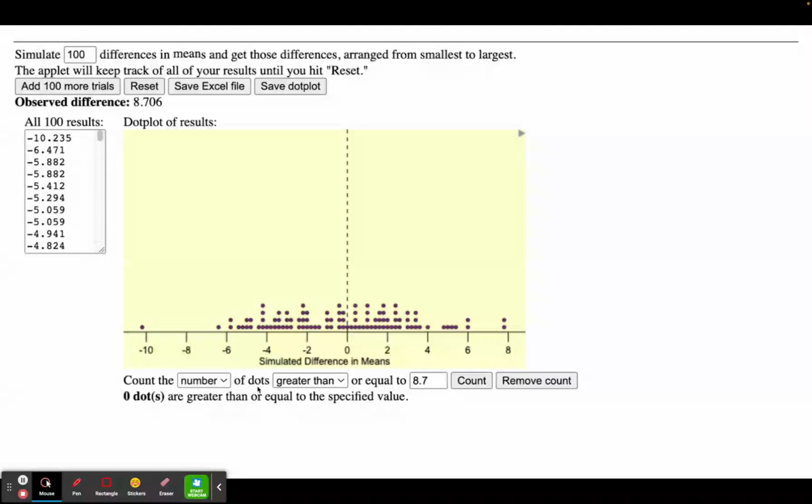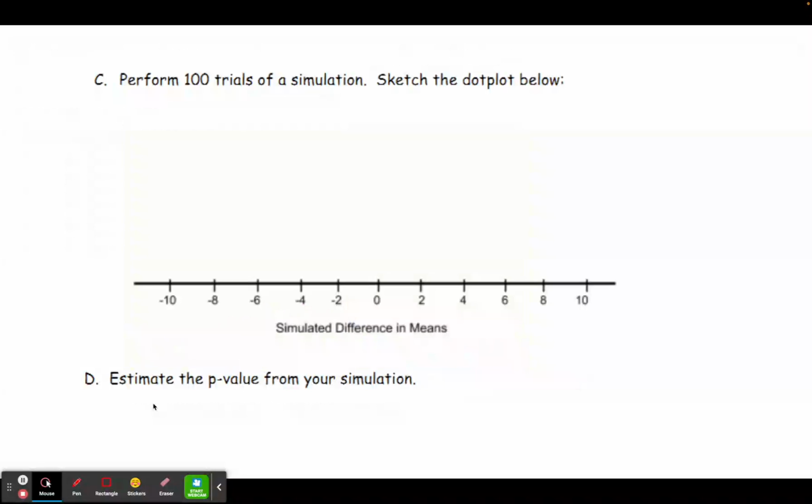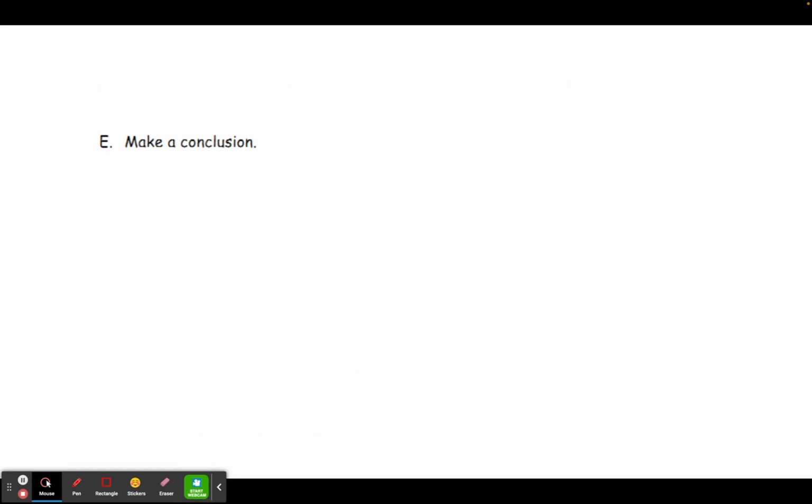And either way, you can have the applet count the number of dots for you. So I changed this to count the number of dots greater than or equal to 8.7, and I clicked the count button, and it told me that none of my dots are greater than or equal to that value. So you can pause the video and go ahead and sketch your dot plot into your notes. And then once you do that, the p-value, of course, would be 0 out of 100 or 0%.